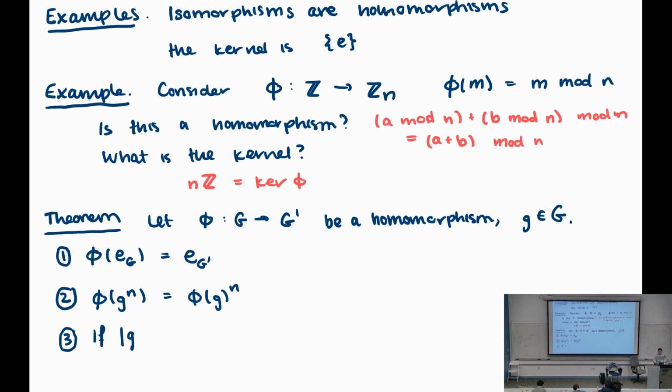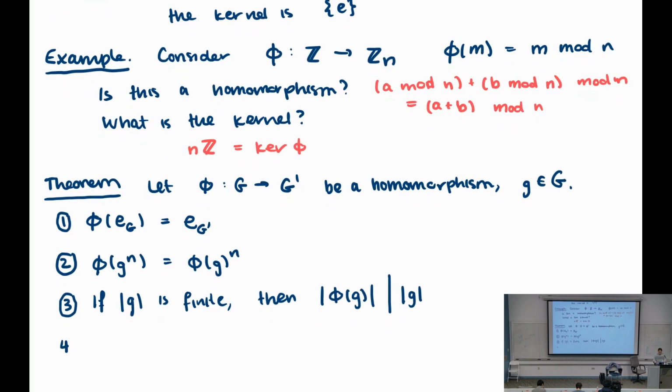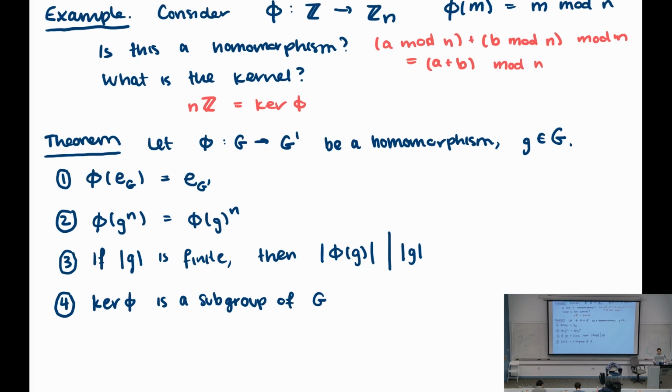3: if the order of g is finite, then the order of phi of g divides the order of g. 4: the kernel of phi is a subgroup of G. 5: we have that phi of a is equal to phi of b if and only if the corresponding left cosets of the kernel are equal.